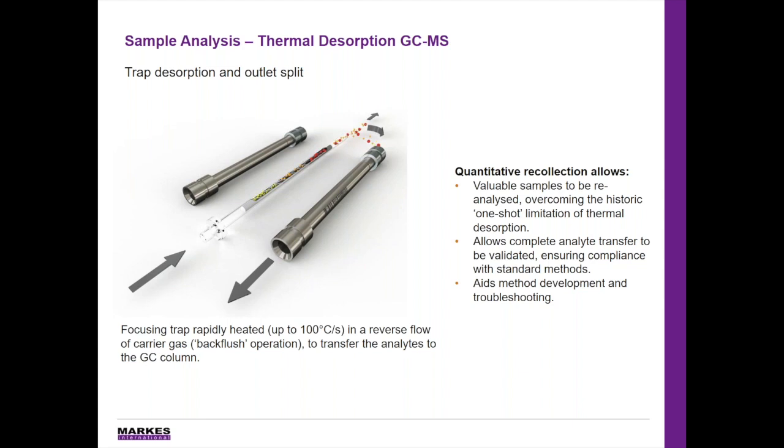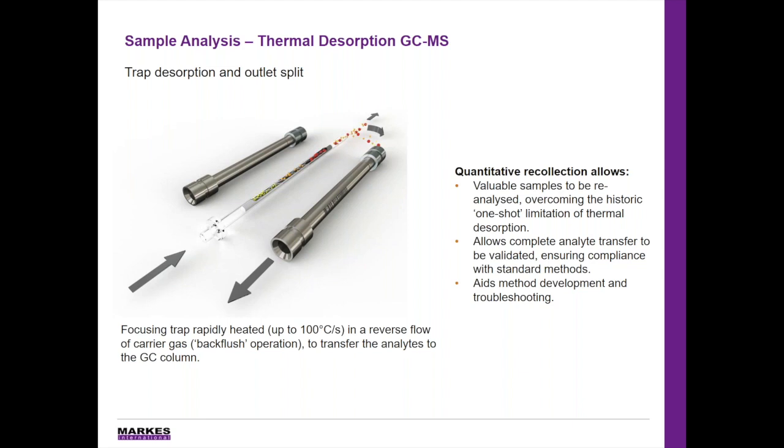All the compounds from the focusing trap will come off in a very narrow band and immediately go onto the GC column. That will give you a very good sensitivity with the second stage focusing.